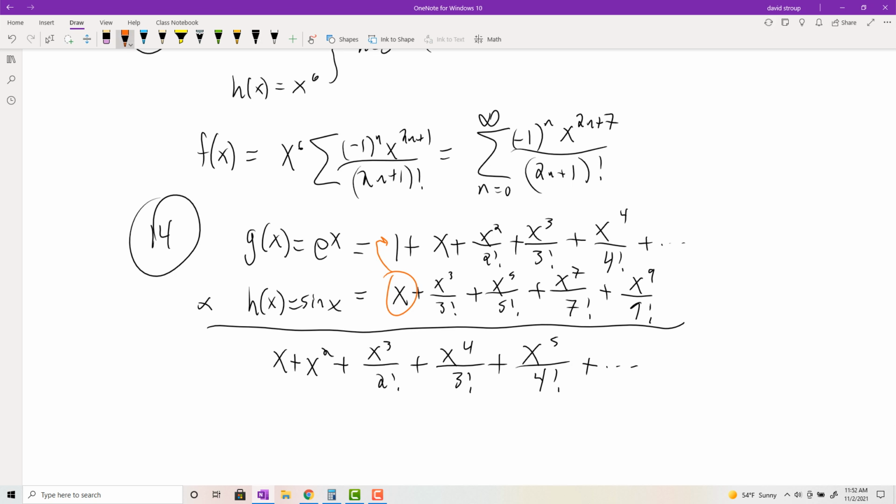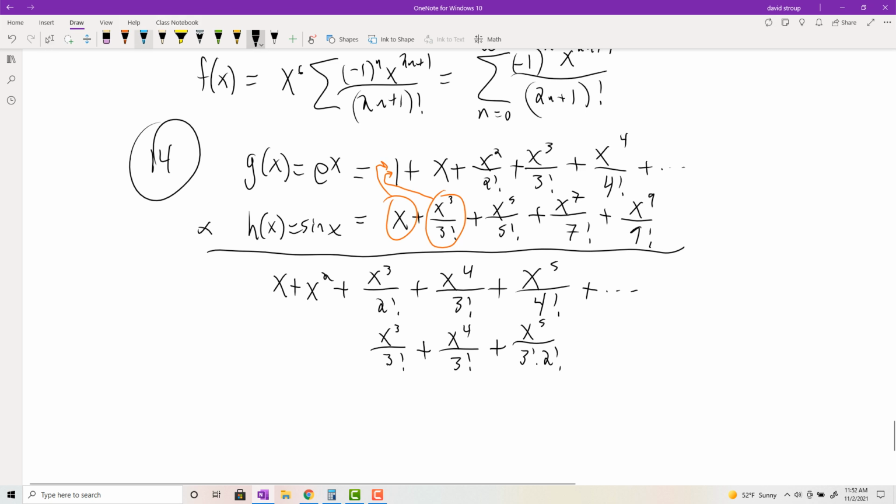Then I'm going to multiply everything by this guy. Okay, so I'll get, and I got to line up so they are lined up by their exponents. So the first one is x cubed over 3 factorial plus x to the 4th over 3 factorial plus x to the 5th all over 3 factorial times 2 factorial, and that should be enough terms. And then I want to multiply this by everything. So the first term is probably all I need, x to the 5th over 5 factorial plus dot dot dot.